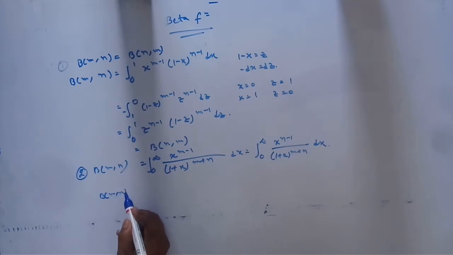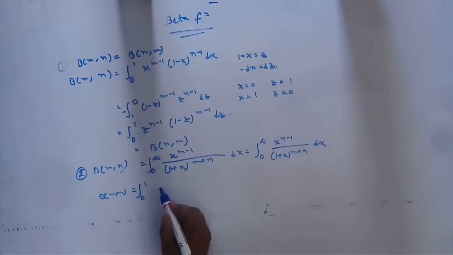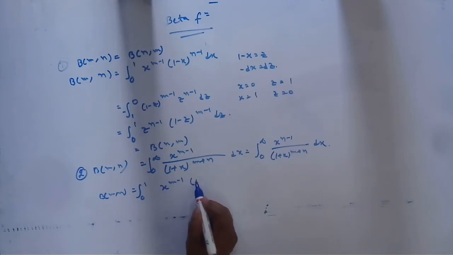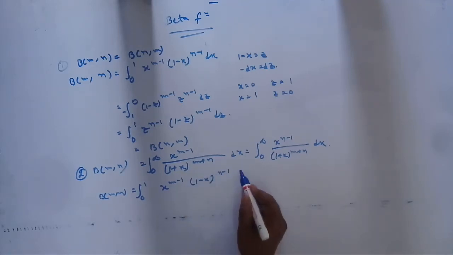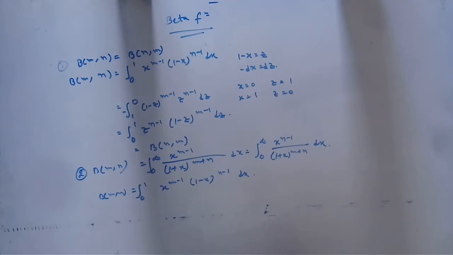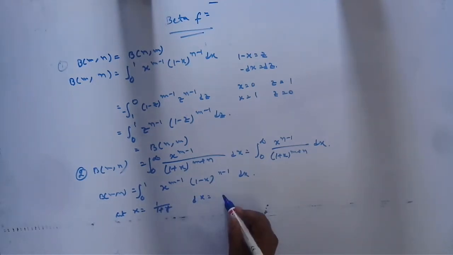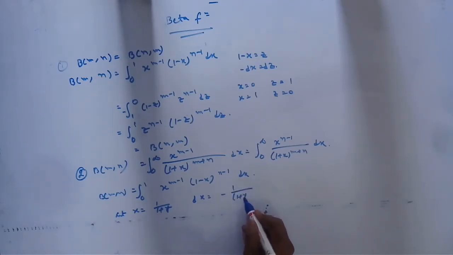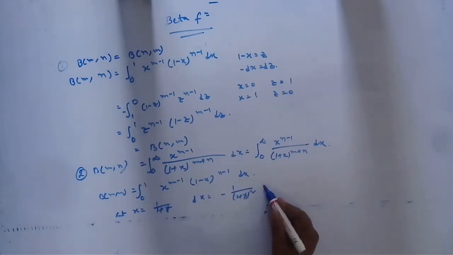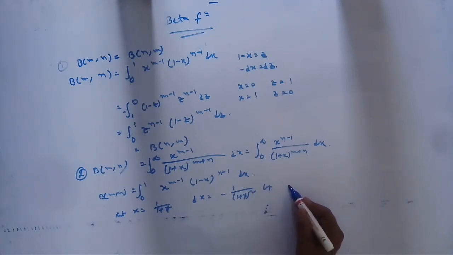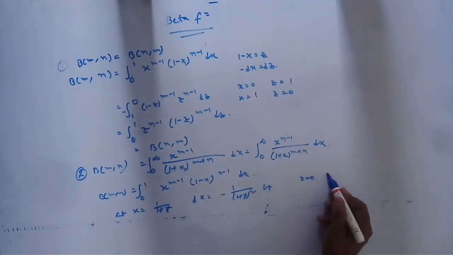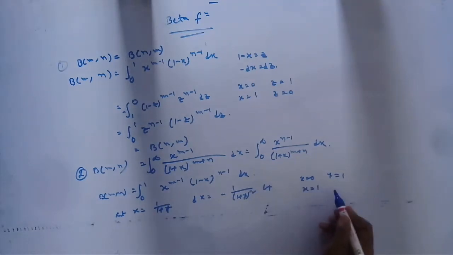Beta m,n equals integration 0 to 1 x to the power m minus 1 into 1 minus x to the power n minus 1 dx. By definition we can write it: let x equal to 1 by 1 plus y, then dx will be minus of 1 by 1 plus y whole square dy, and when x equal to 0, y equal to 1, and x equal to 1, y equal to half.